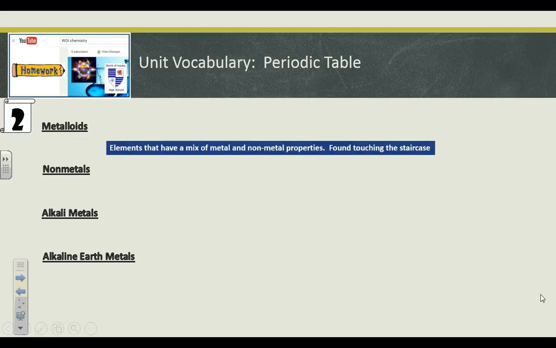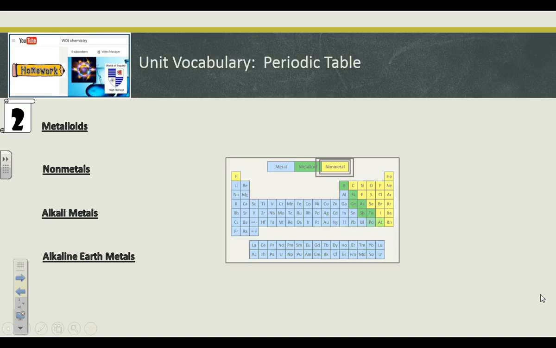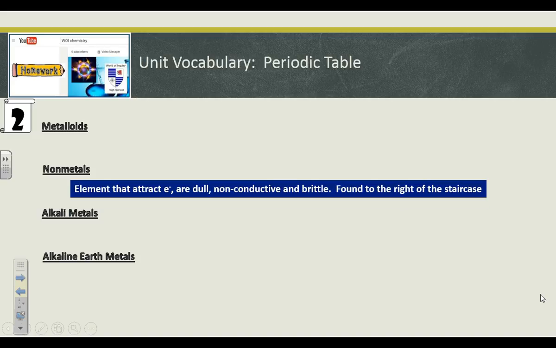Okay, nonmetals. In this picture, it's the yellow elements that are all nonmetals. Notice they are to the right of the staircase I just drew that would go through the green. To the right is nonmetal, and we include hydrogen in that mix. Hydrogen's a gas, so it's obviously not a metal. Nonmetals attract electrons, they're dull, they're non-conductive. If they are solid, they are brittle, and they are, of course, found to the right of said staircase.